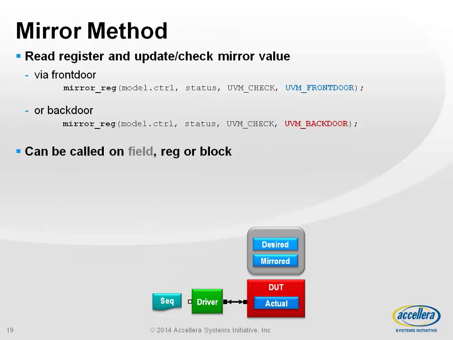So we can do it via the front door or the back door, and that will actually go and cause the value that's in the actual register to get reflected up into the mirrored value and check that against the desired value. So you have a number of permutations here that you can use depending on what you want to consider the known good value, what value you want to test against, whether you want to actually check it or just take the value as given, a number of things that you can do here.